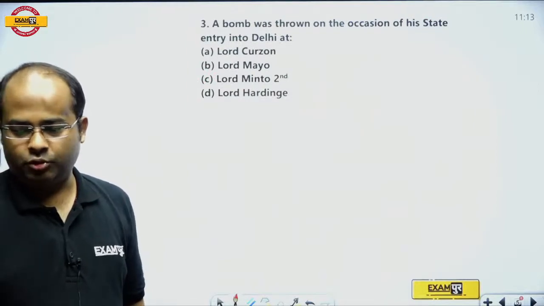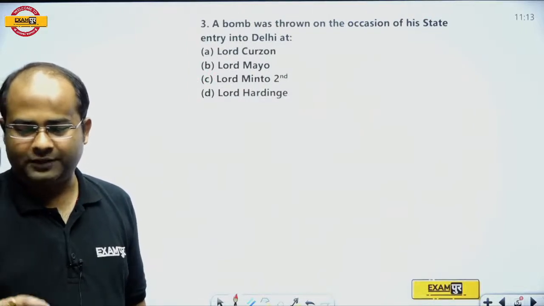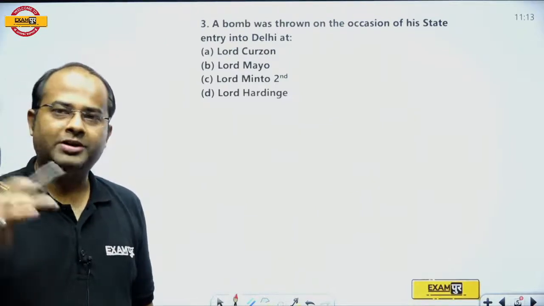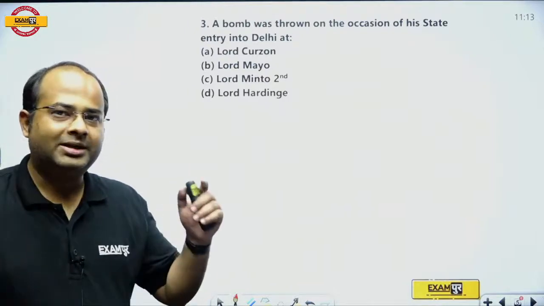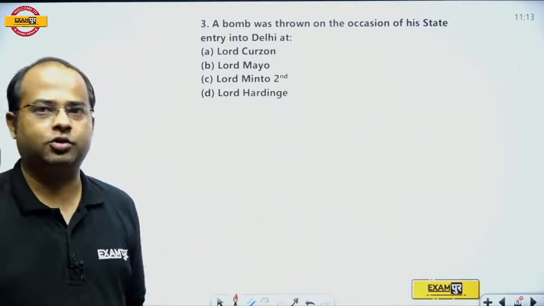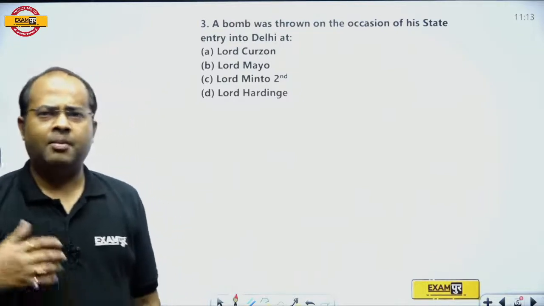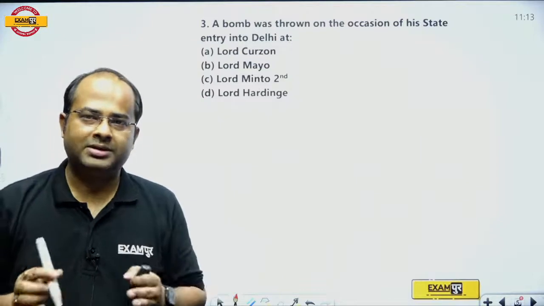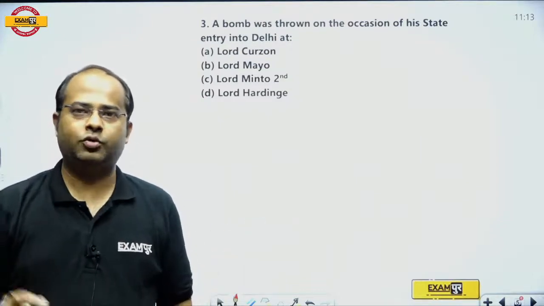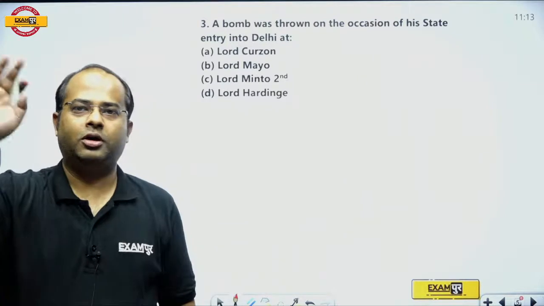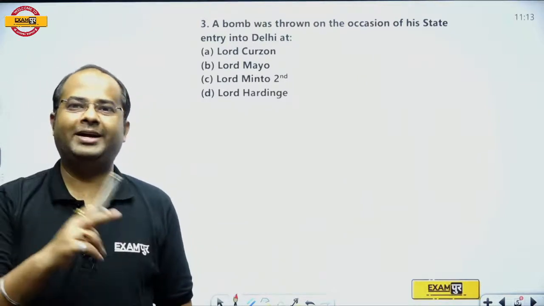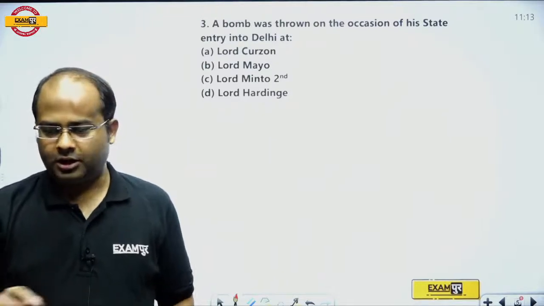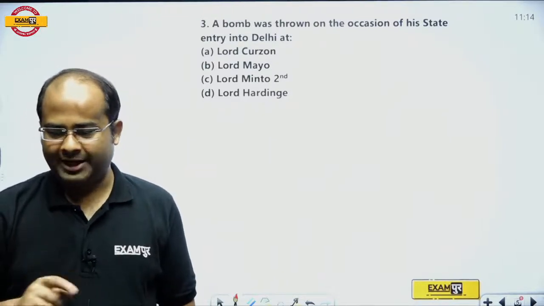Now, a bomb was thrown on the occasion of the state entry into Delhi at. So, on which Viceroy was the bomb thrown once the celebration of the transfer of capital was going on? That's an important question, guys. Multiple times in our regular sessions we have discussed this, that when the celebration of the transfer of capital was going on, a person threw a bomb on which Viceroy? Although that Viceroy did not die, he survived but was brutally injured. Is that Lord Curzon, Lord Mayo, Lord Minto II, or Lord Hardinge?